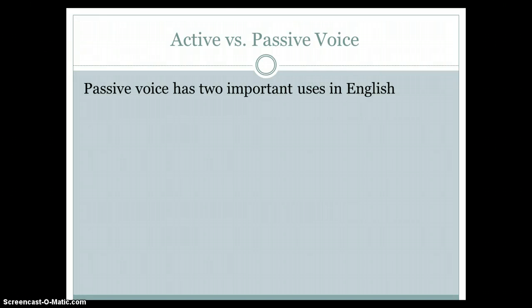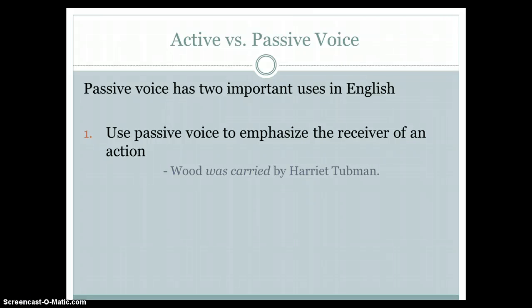Although I say you should use active voice whenever possible, passive voice does have two important uses in English. Number one, you should use passive voice to emphasize the receiver of an action. For example, "Wood was carried by Harriet Tubman." In this sentence, maybe Harriet Tubman isn't as important. What's important is that the wood was being carried by her. So in this case, we're emphasizing the wood being carried versus who carried it. And there again, you can see the word was being used as a helping verb with the verb carried.